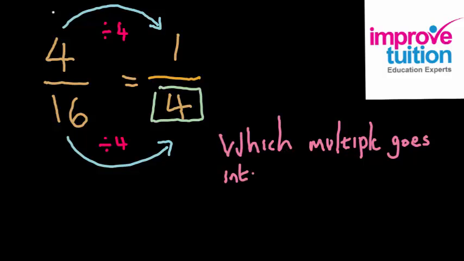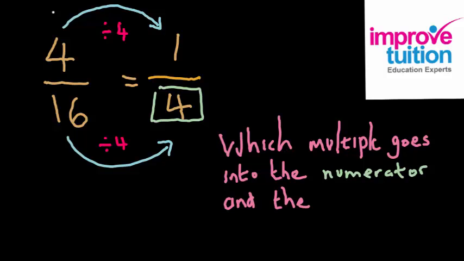Okay, if we've got 4 over 16, then which multiple goes into both the numerator, that's the numerator, and which goes into the denominator? So we need to think of a multiple which goes into both the top and the bottom. So what goes into the numerator and the denominator?